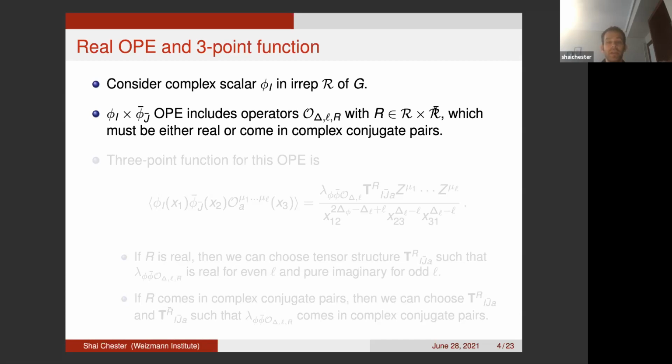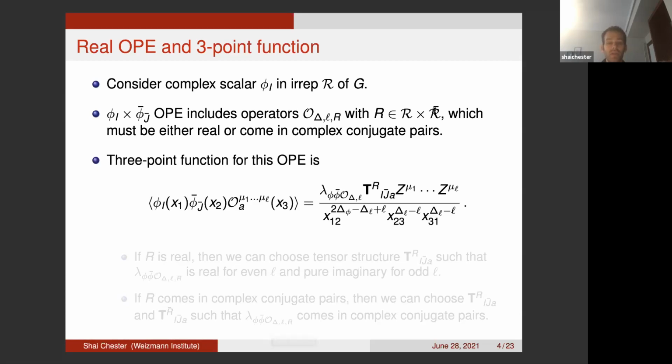In the case of this OPE, the 3-point function is as follows. We have phi, phi bar, and O. Then we get the usual space-time dependence, which is the same as the case with no global symmetry. We also get an OPE coefficient, as usual. We also get these Z's, which are also just the space-time dependent factors. The only novel ingredient is that we have this tensor structure T bold, which, as expected, includes all the various global symmetry indices. We have the index I for phi, the index J bar for phi bar, and the abstract index A for the operator O, which is in some representation R, and then we label the tensor structure by that representation R.